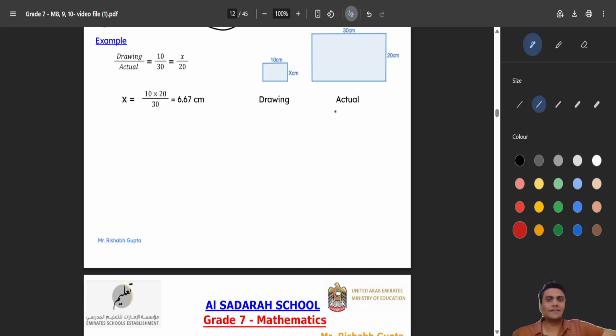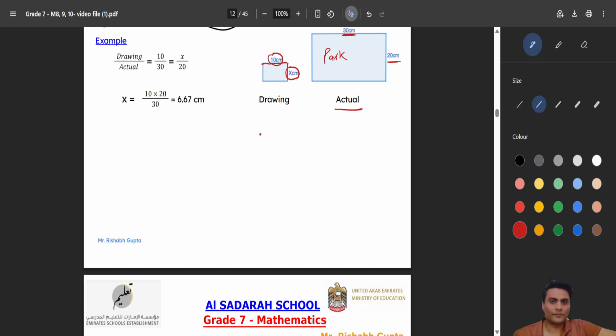Now, in this example, this is the actual shape, let's say this is a park. What are the dimensions of the actual park? It is 30 centimeter length and 20 centimeter width. Now here, a smaller drawing has been made. The smaller drawing has 10 centimeter length and the width is not given. We have to find the width.